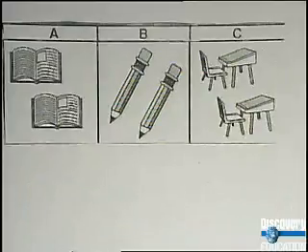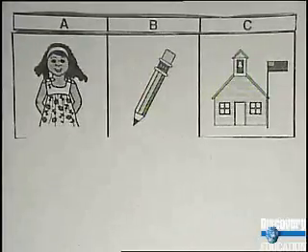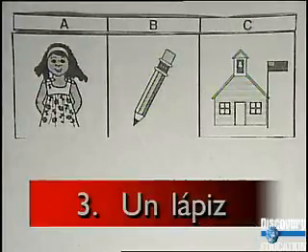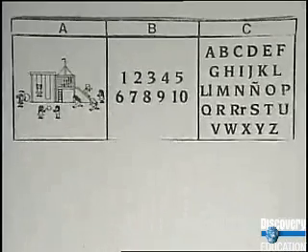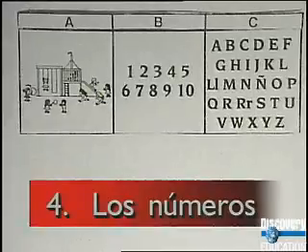Let's look now at number 3. Number 3. Put an X over the picture that shows un lápiz. Let's look now at number 4. On number 4, put an X over the picture that shows los números.